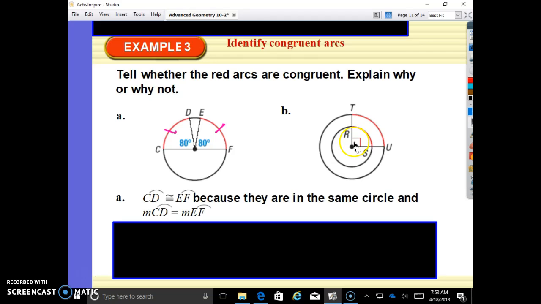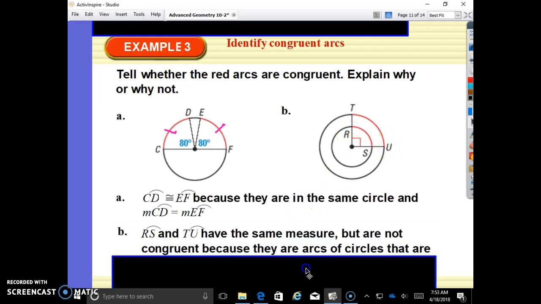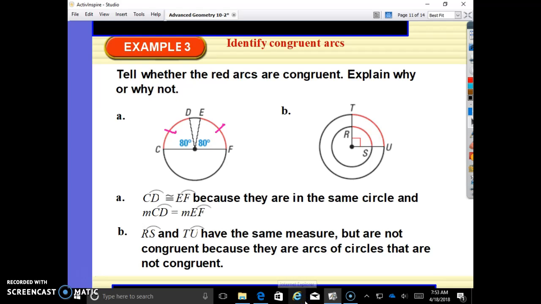All right, so how about here? They're both 90 degrees, but are they the same length? No, because this one has a smaller radius than this one. So these are not going to be equal. They're not congruent.